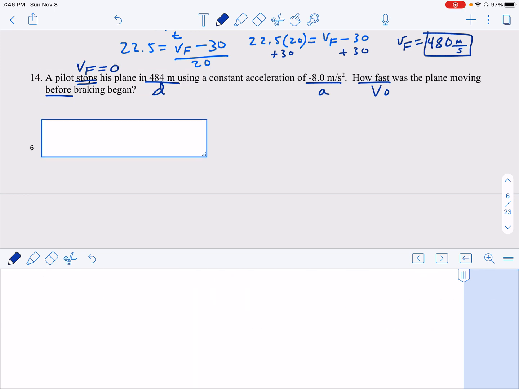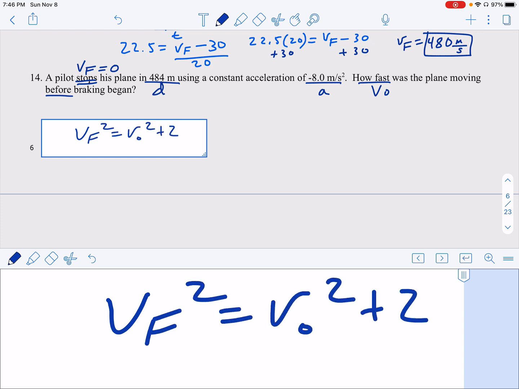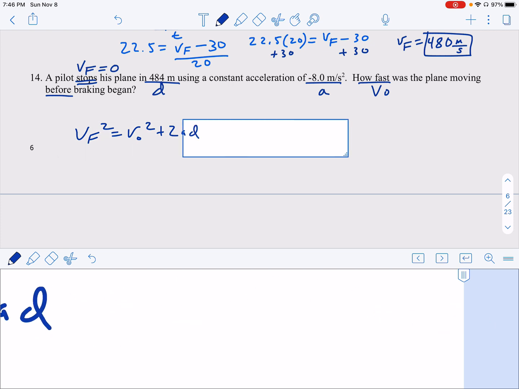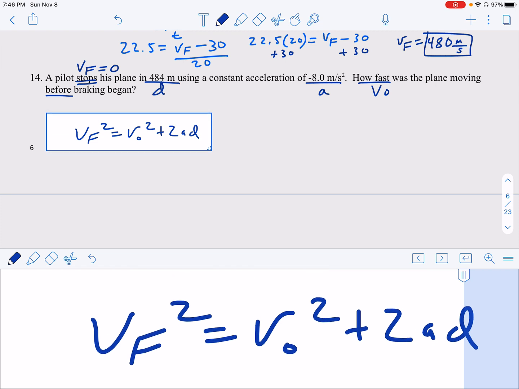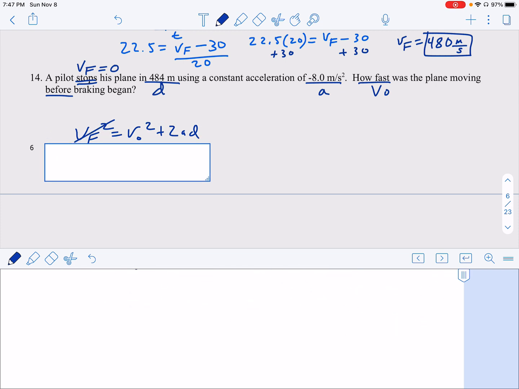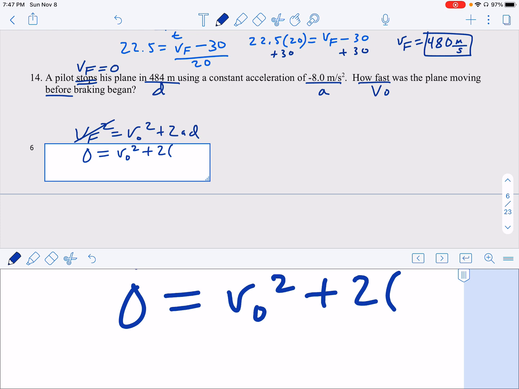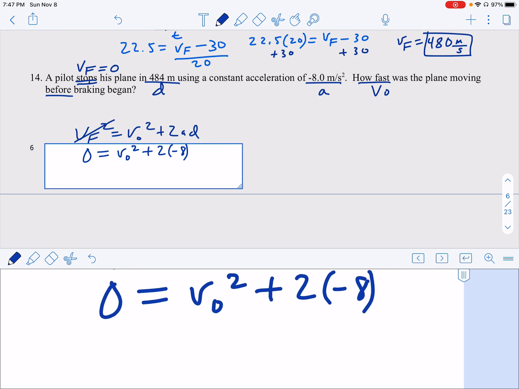So I'm going to use the equation VF squared equals VO squared plus 2AD. So VF squared is 0, equals VO squared, which is what I'm looking for, plus 2 times negative 8 times 484.